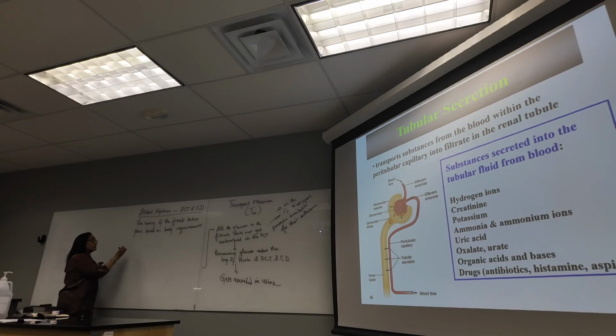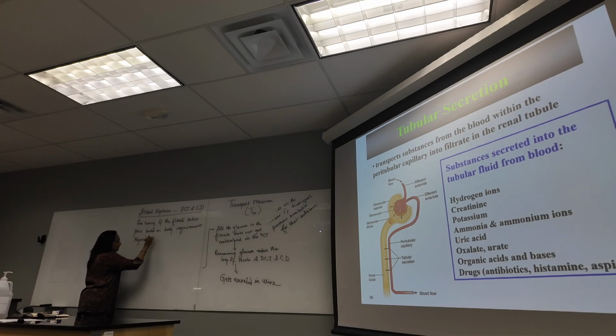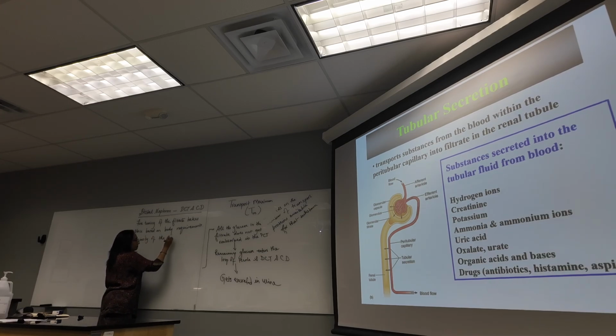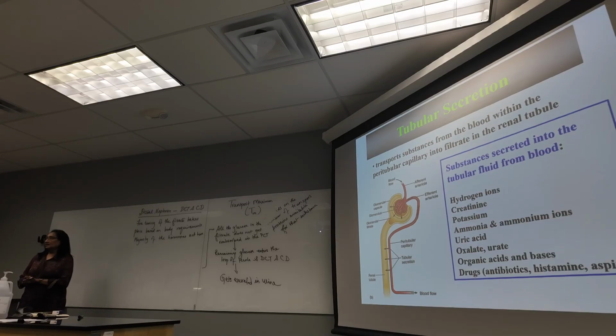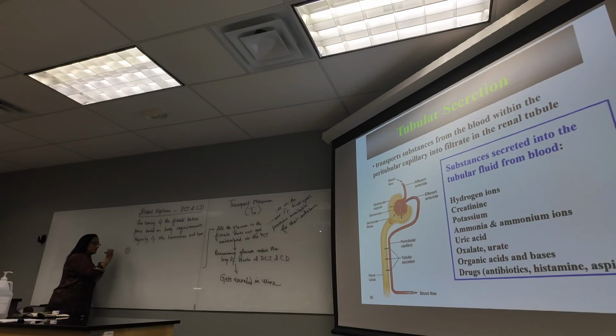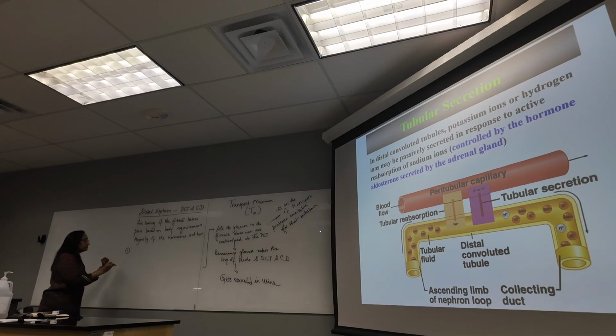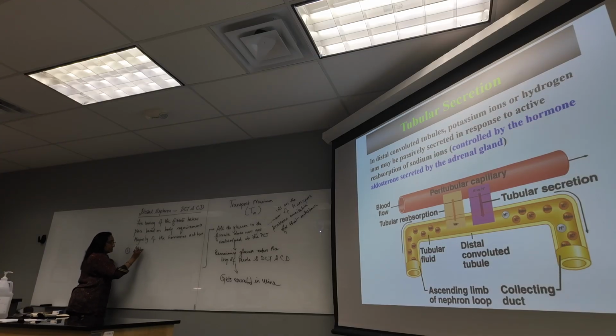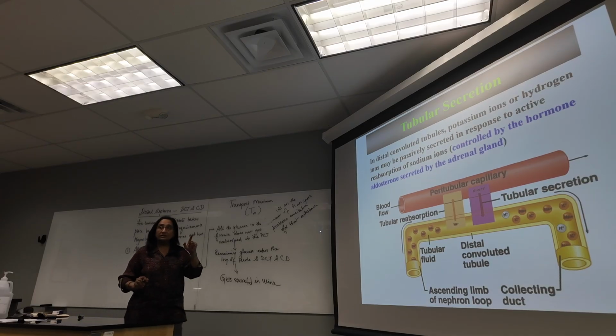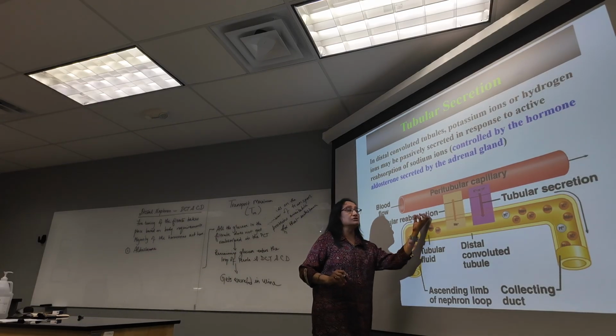And this is where the majority of the hormones act. Most of the hormones are going to act here. And many of them you already know. Okay? First and foremost, aldosterone. Okay? Aldosterone. And it is in the distal nephron that the receptors for the hormones are.